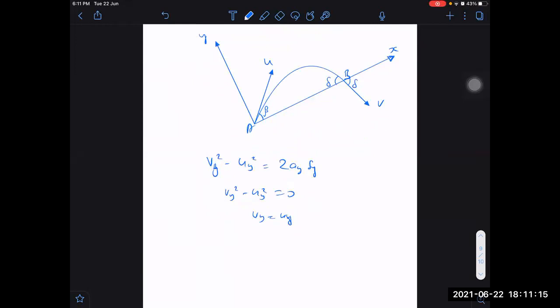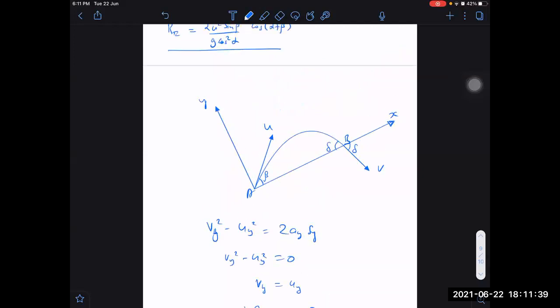If these are equal, then we can get delta easily? Not easy, because we have two unknowns. Vy is equal to uy, correct. I can get the equation v sine delta is equal to u sine beta. But unfortunately, v is also unknown and alpha is also unknown. So we are still not getting delta. How to get delta?